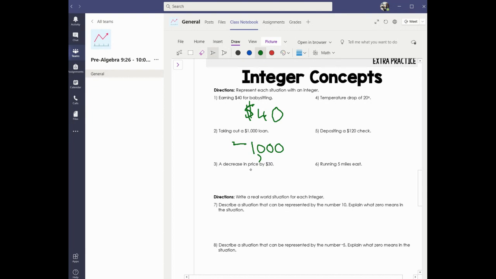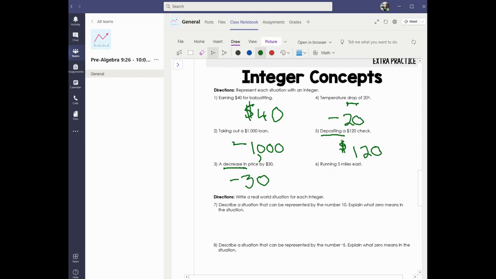If something decreases in price by $30, that's less $30. If the temperature drops 20 degrees, a drop in temperature is always negative 20 degrees. Now, if you are depositing a $120 check, that's money you've earned or someone's given you. So that is positive, and that's what we like.